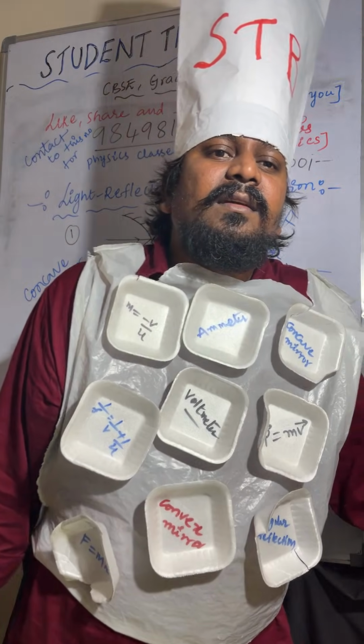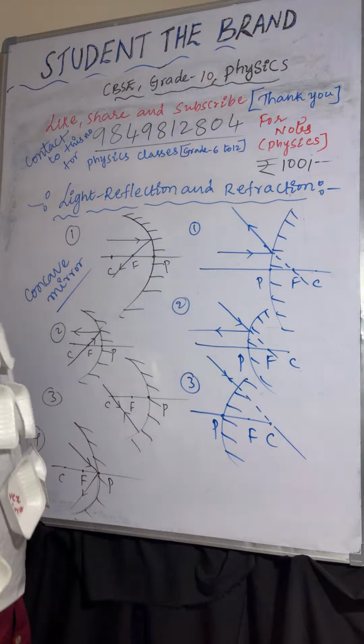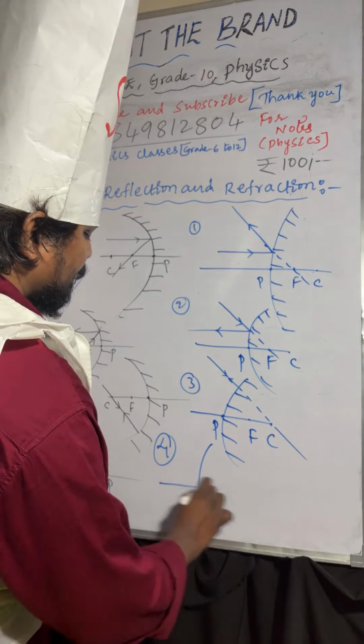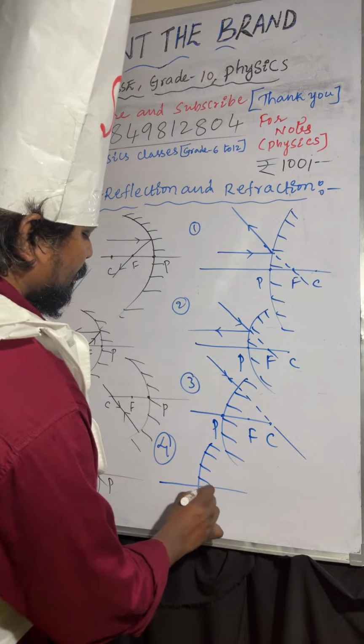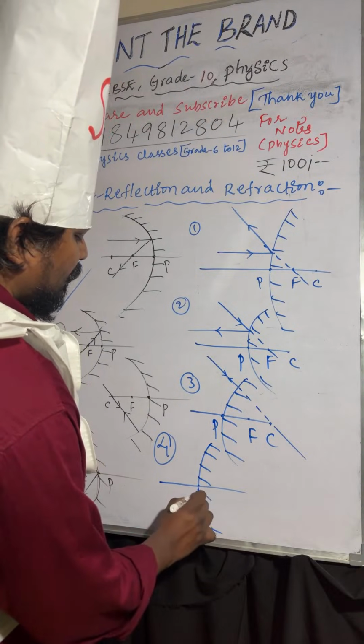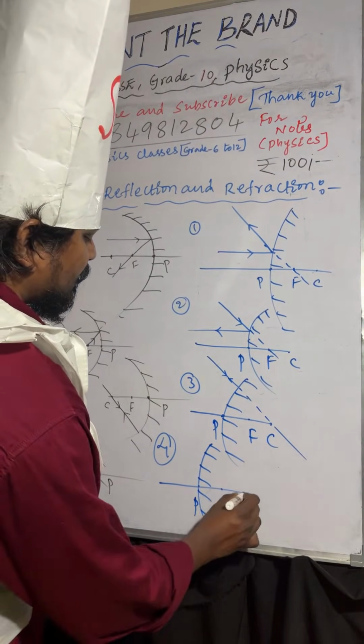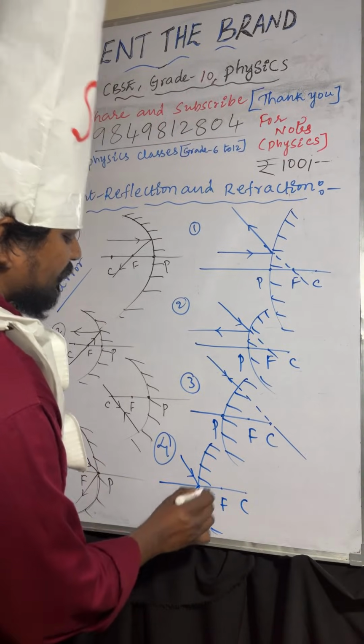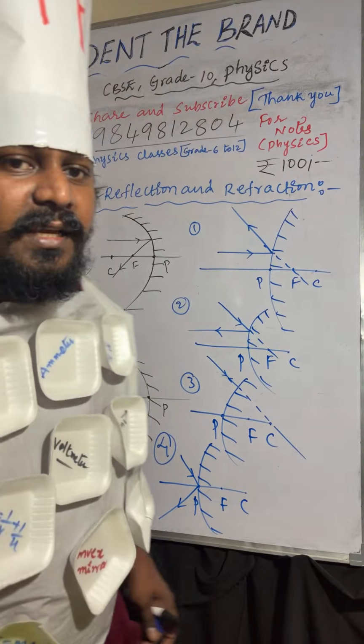You can see here, the fourth one. Pole, focus, center of curvature. After reflection, it moves in the same direction.